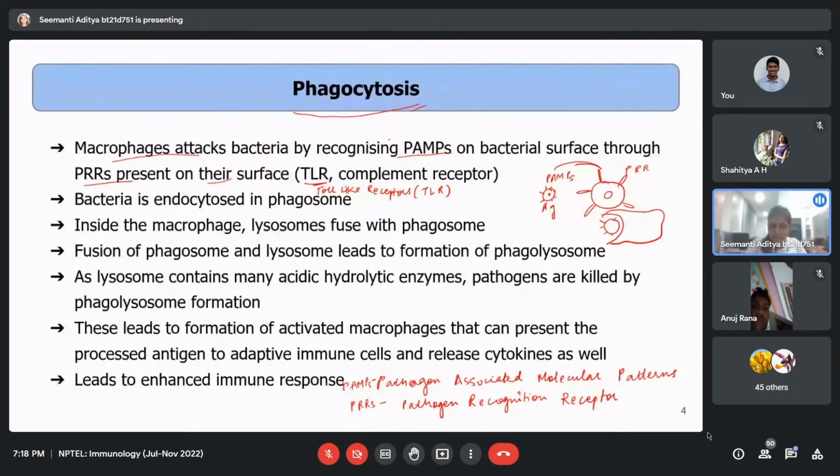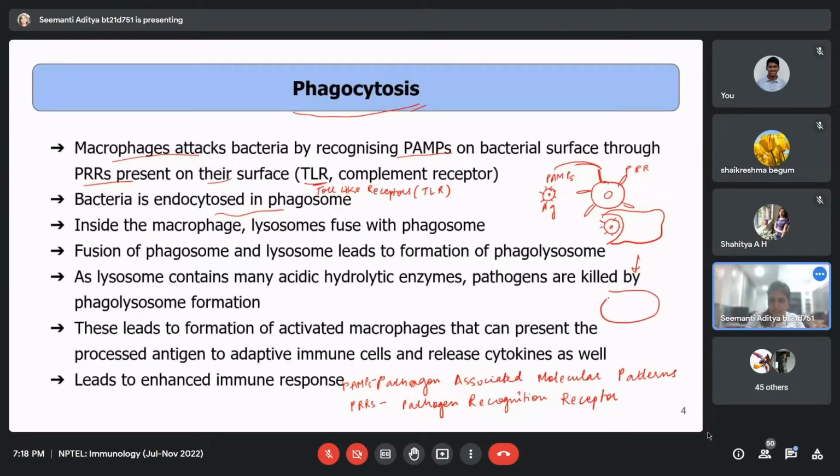So bacteria is basically endocytosed in the macrophages. It will try to engulf the bacteria, and the bacteria will be present inside this macrophage in the form of a phagosome. So this phagosome is where the bacteria is engulfed, and we also have lysosomes inside all the cells, and this lysosome has a lot of hydrolytic or acidic enzymes.